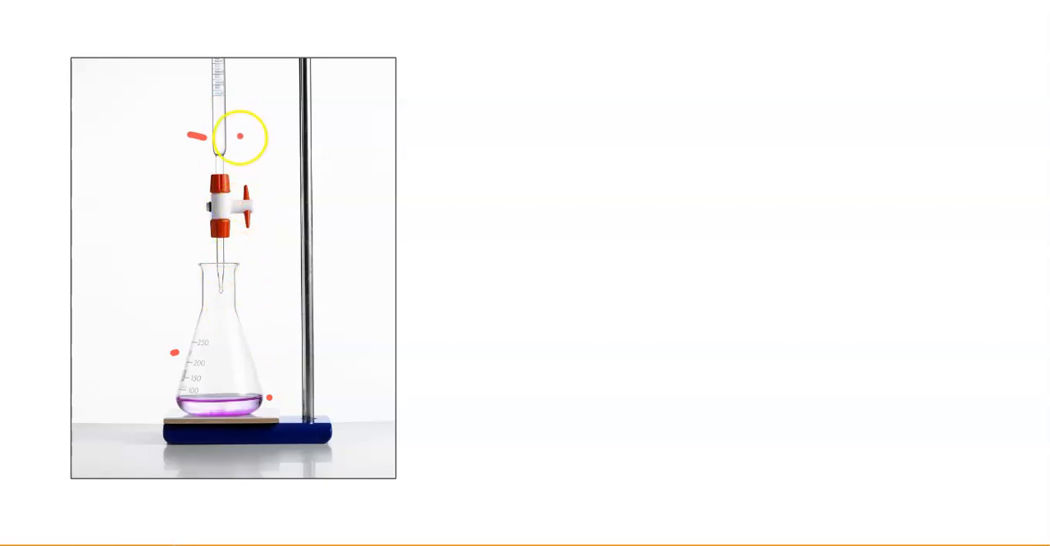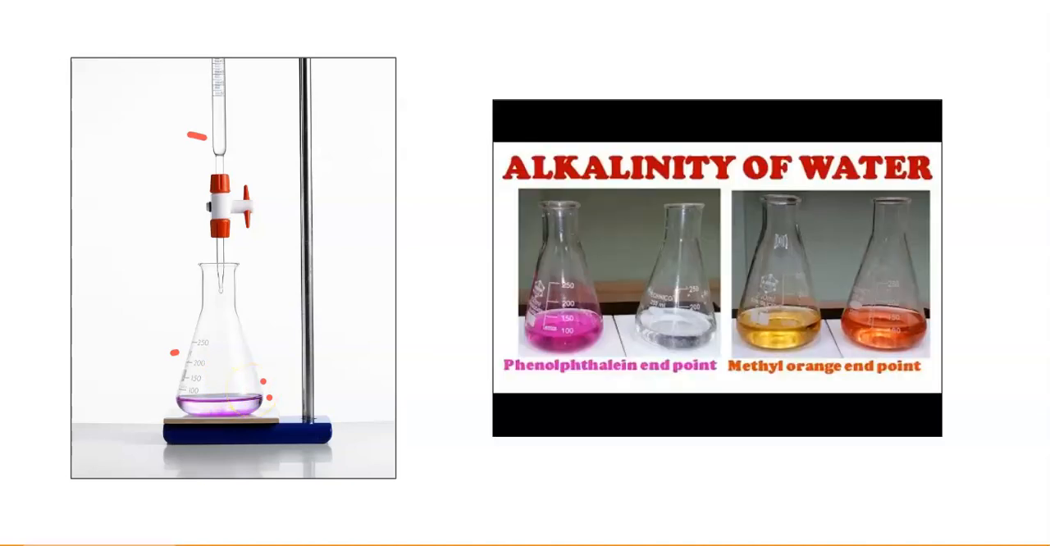We will note down the amount of acid which we have taken until the phenolphthalein changed its color from pink to colorless. After that, in the same water sample, we will add 1 or 2 drops of methyl orange indicator. So this will be yellow in color. Okay, so this is our first part.